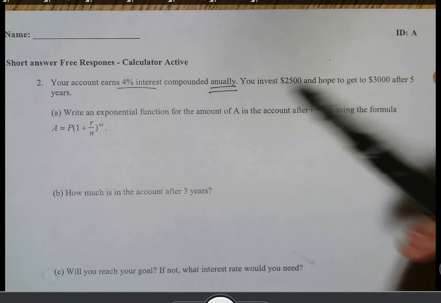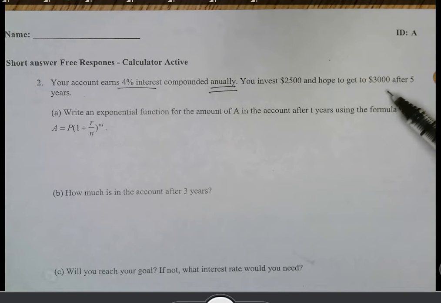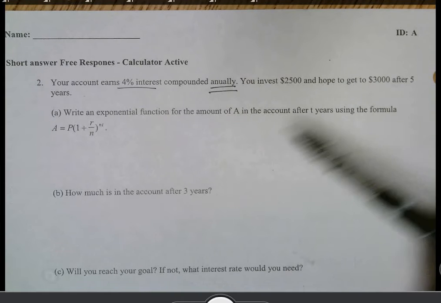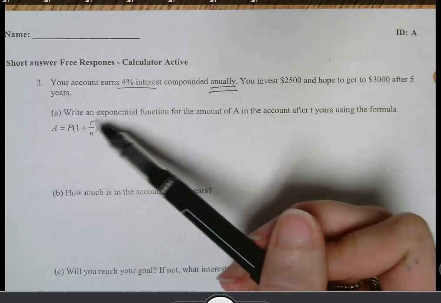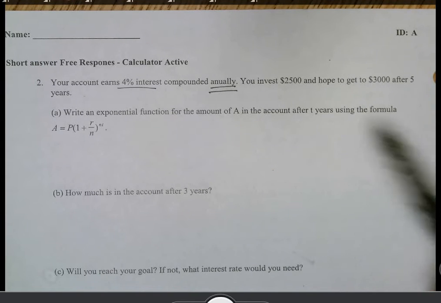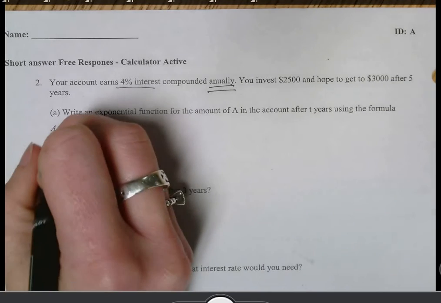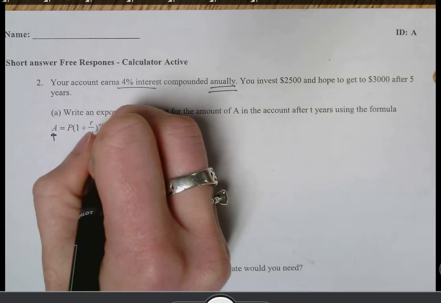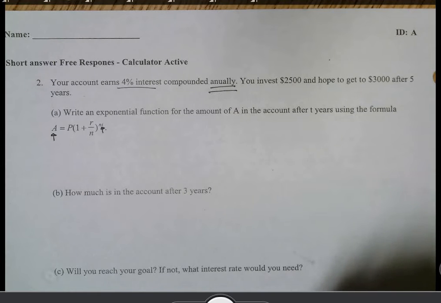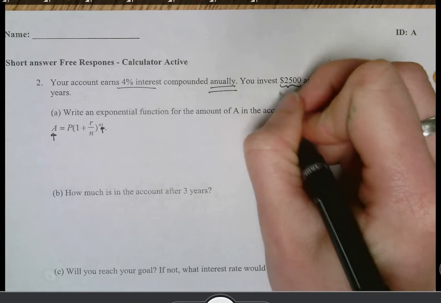Now it's saying we're going to invest $2,500 and we're going to hope that we can have $3,000 after the end of these 5 years. So we have to write an exponential function for this that represents A in terms of t using our formula here. So A in terms of t, meaning those are going to be left over. Don't panic that there's variables left over.